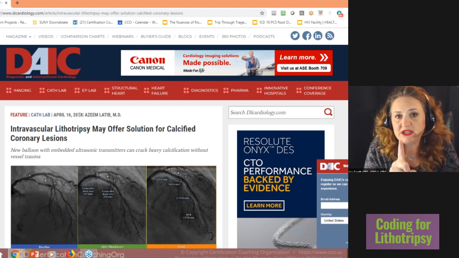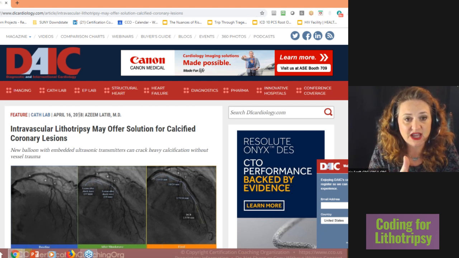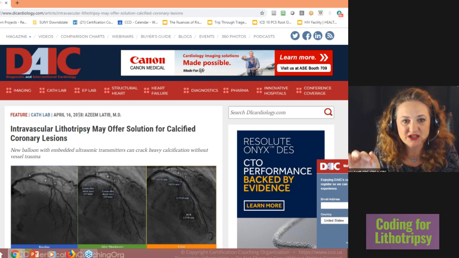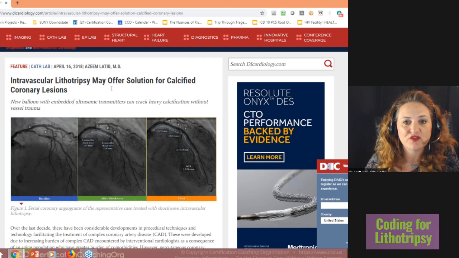Now, one of the things that you need to know about research is that you want to make sure that you're getting it from a reputable site. So this site is the DAIC, which is Diagnostic and Interventional Cardiology. I would say that that's a top-notch place. This particular article was written by a doctor, an MD, so we can trust what they're saying. Intravascular lithotripsy may offer solution for calcified coronary lesions.